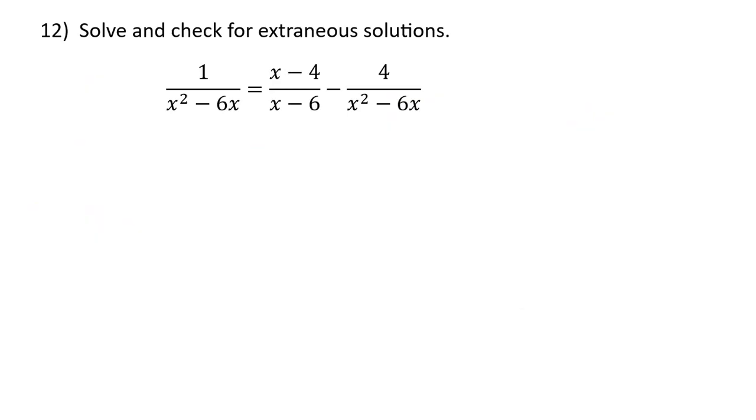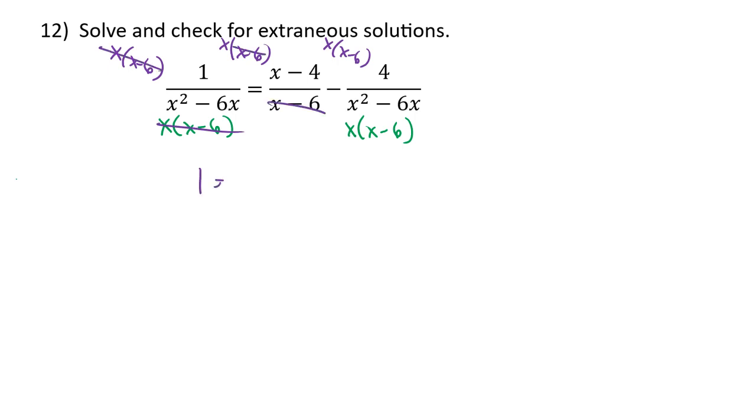Okay, our last problem. Another review question. We're going to factor the denominators. They have an x in common down here. So I need to multiply by an x and an x minus 6 to cancel everything out. So here the x minus 6 cancels x minus 6, leaving 1. Here the x minus 6's cancel, leaving the x and the x minus 4. Then we have our minus sign, cancels, leaving 4.